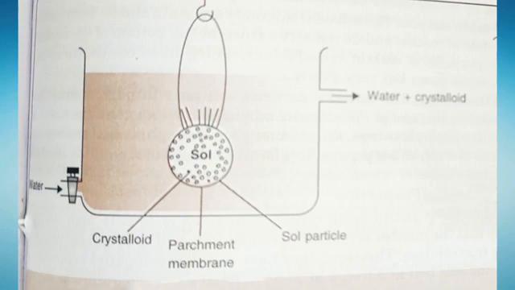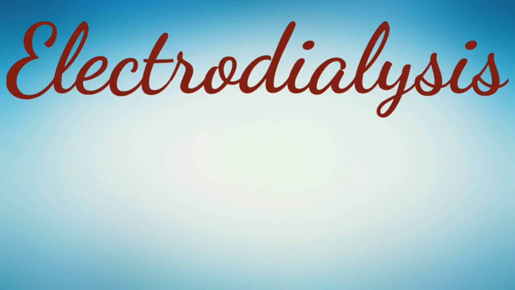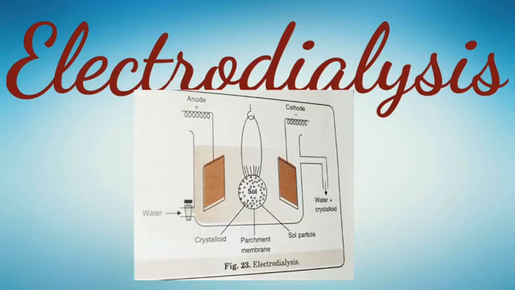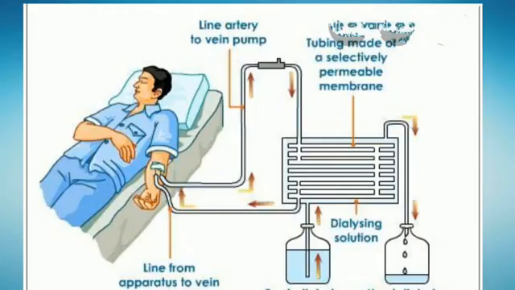Students, dialysis can be used for removing HCl from ferric hydroxide sol. As the ordinary process of dialysis is slow, to speed up the purification, dialysis is carried out by applying an electric field. So this process is called electrodialysis. Artificial kidney machines make use of electrodialysis.